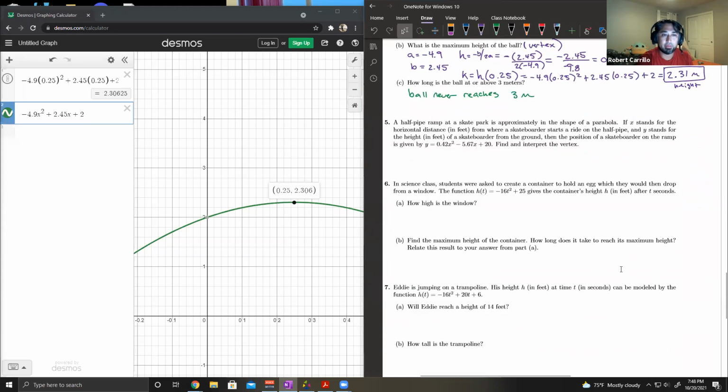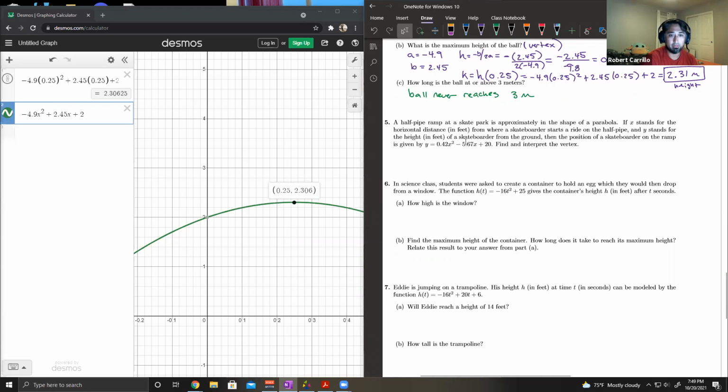5. A half pipe ramp at a skate park is approximately in the shape of a parabola. If X stands for the horizontal distance in feet from where a skateboarder starts a ride on the half pipe, and Y stands for the height in feet of a skateboarder from the ground, then the position of a skateboarder on the ramp is given by Y equals 0.42x squared minus 5.67x plus 20. Find and interpret the vertex.